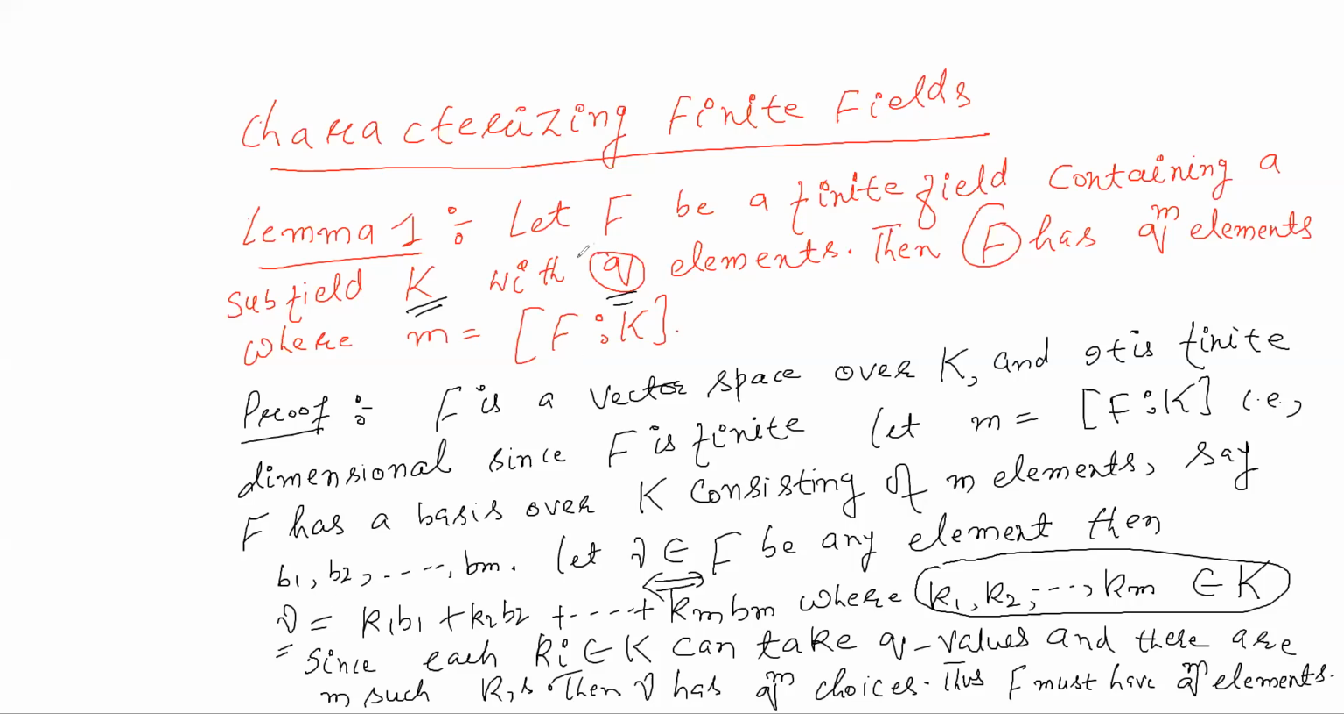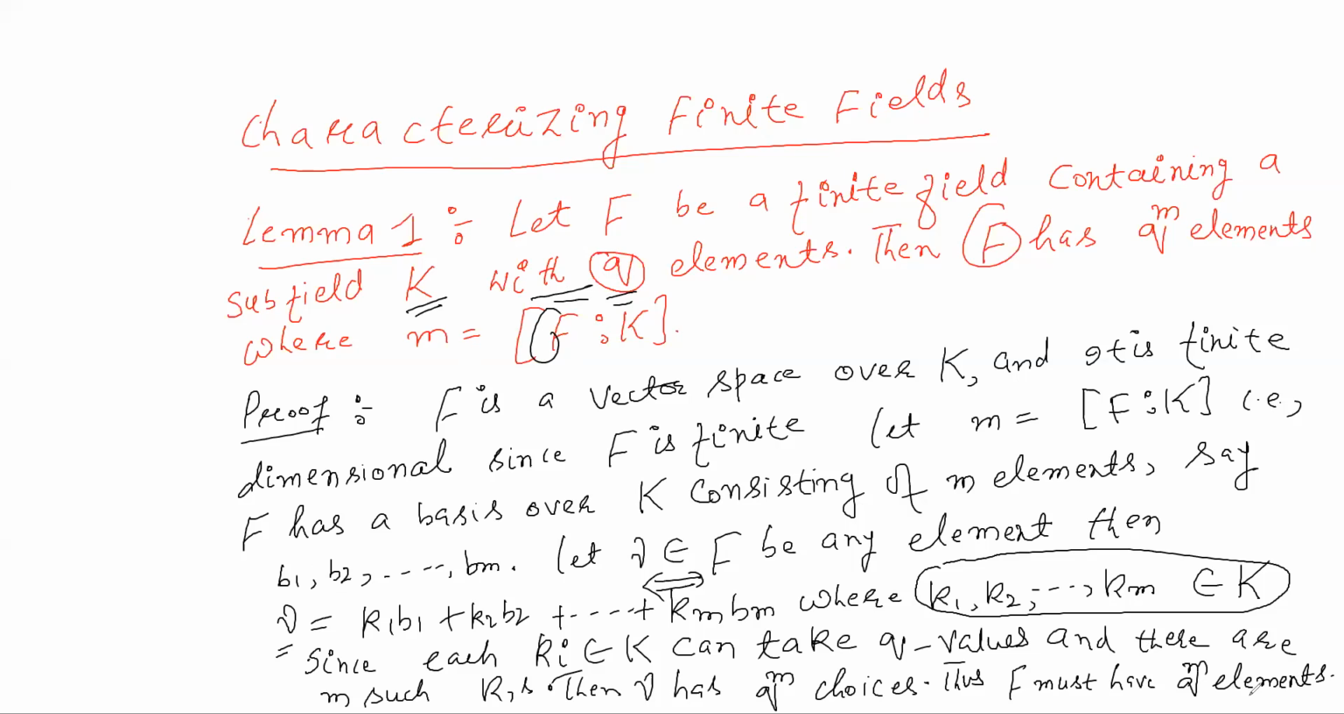So if you have a finite field F containing a field K such that K has q elements and m is the degree of F over K, then F has q raised to power m elements. This is lemma 1.